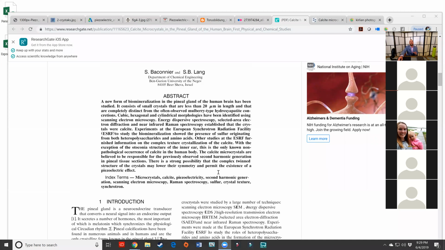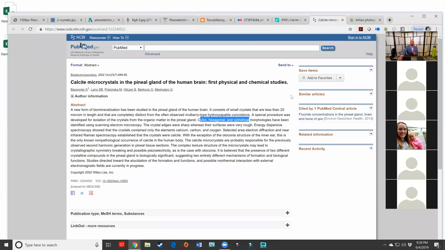And this is a super, super neat study. You can find the exact same one here: cubic, hexagonal, and cylindrical morphologies have been identified. So there are multiple types of these white calcite crystals found in the pineal gland. And that is what makes the piezoelectric effect, the advanced TRS, the dreaming, the intention, the consciousness interaction.